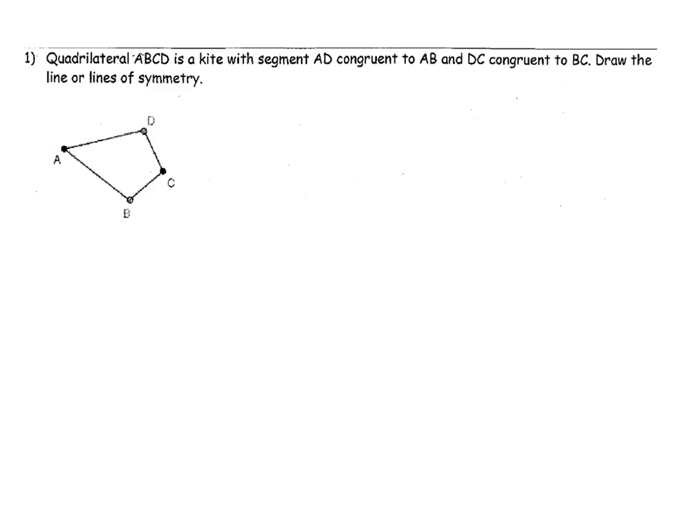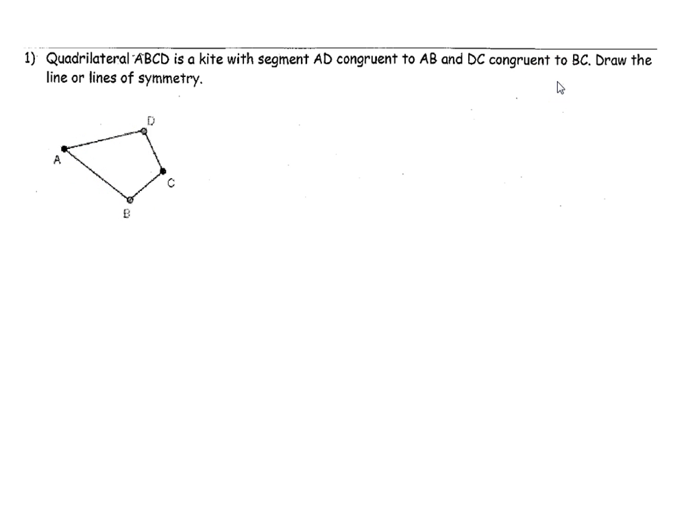Number 1 is on the screen where it says quadrilateral ABCD is a kite with segment AD congruent to AB. So these two segments are congruent, AD and AB, and DC is congruent to BC. And that's what makes a kite: these two sides have to be congruent, and then these two consecutive sides have to be congruent as well.